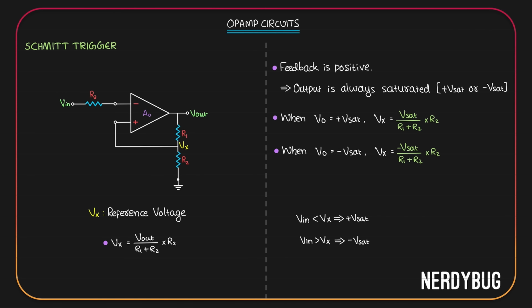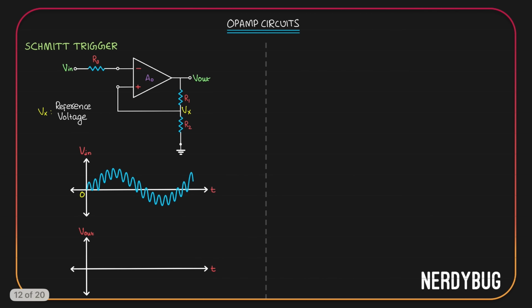This is a very simple but one of the most important points that you have to remember to save yourself from many confusions later. When output is plus Vsat, the next time output switches is when input becomes greater than the reference voltage. When output is negative Vsat, the next time output switches is when input becomes less than the reference voltage. Let us now bring in the noisy input signal and try to plot the output.